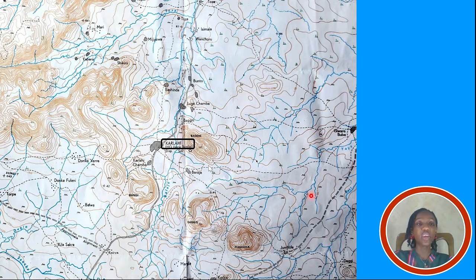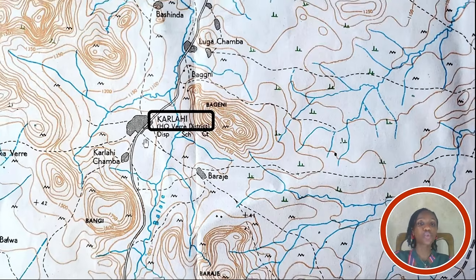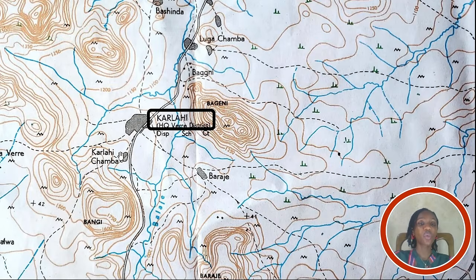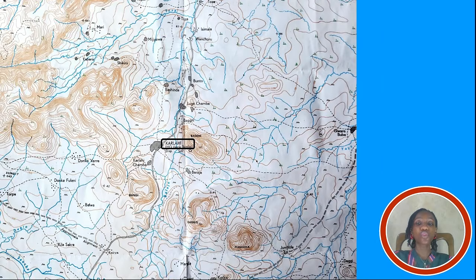Number two, presence of key institutions. Now, if we zoom in around Karlahi, just at the bottom, we can see DISP, SCH, and CT. DISP means dispensary, SCH means school, and CT means courts. Due to these things we can see around Karlahi, the second thing that makes it important is the presence of key institutions. So important facilities such as dispensary, school, and courts are located in Karlahi. These institutions serve the surrounding communities by providing healthcare, education, and legal services, which adds to the settlement's overall significance.